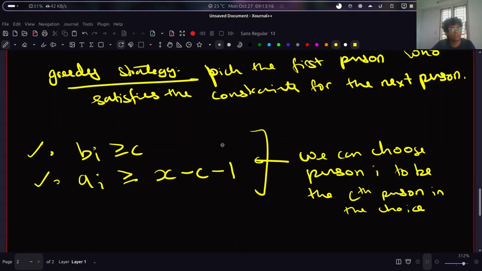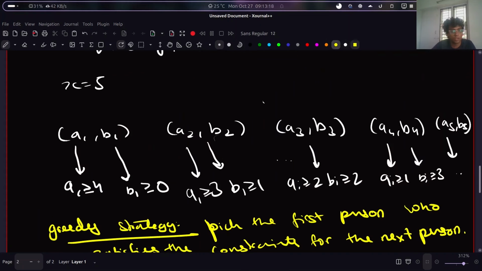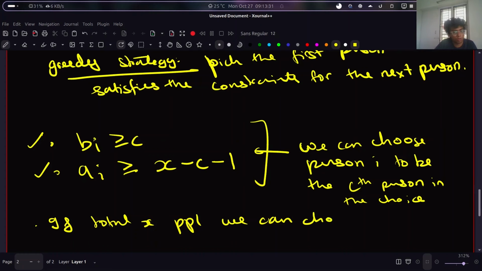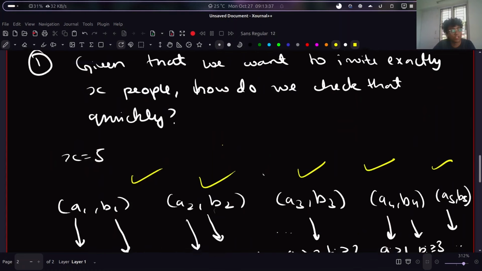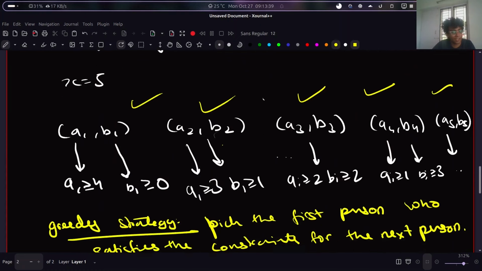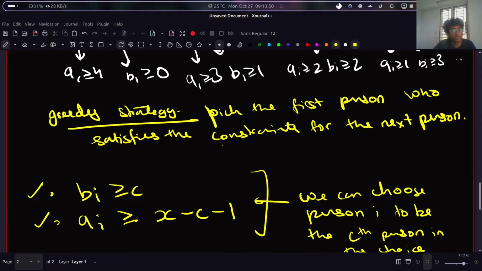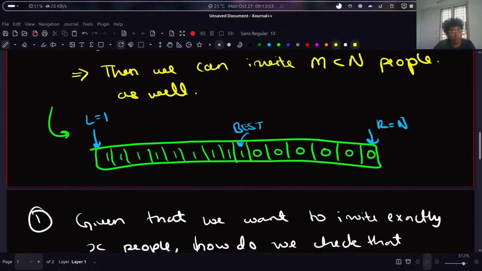And if we can do this and we can successfully choose the first person, second person, third person, fourth person, fifth person, like basically if total x people can be chosen, or even greater than or equal to x, as long as we can choose x people, then it's possible to create a way to invite exactly x people, right? So this is a simple big O of n way of checking whether we can invite these people.